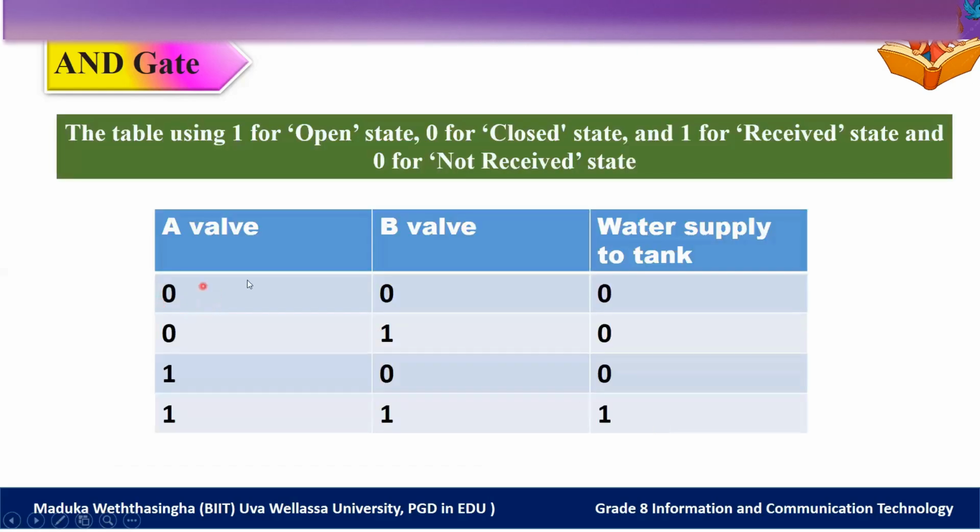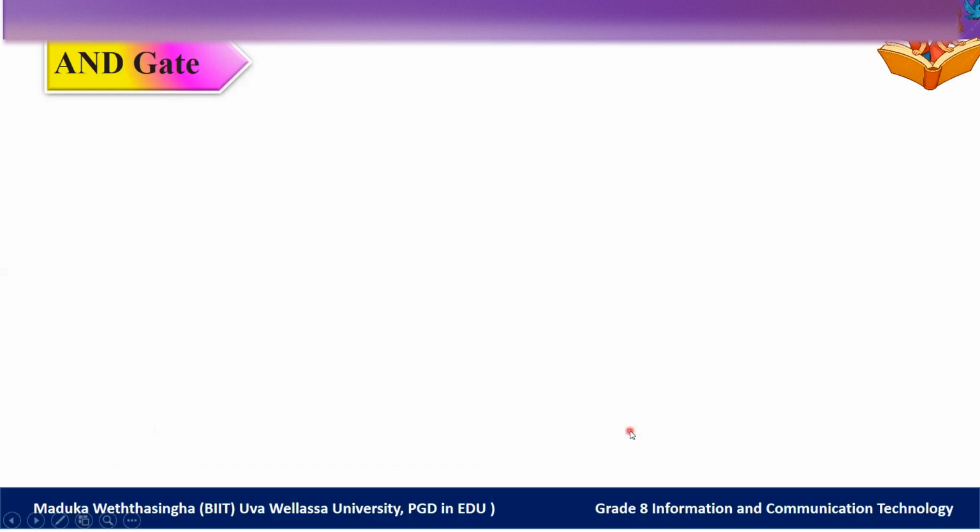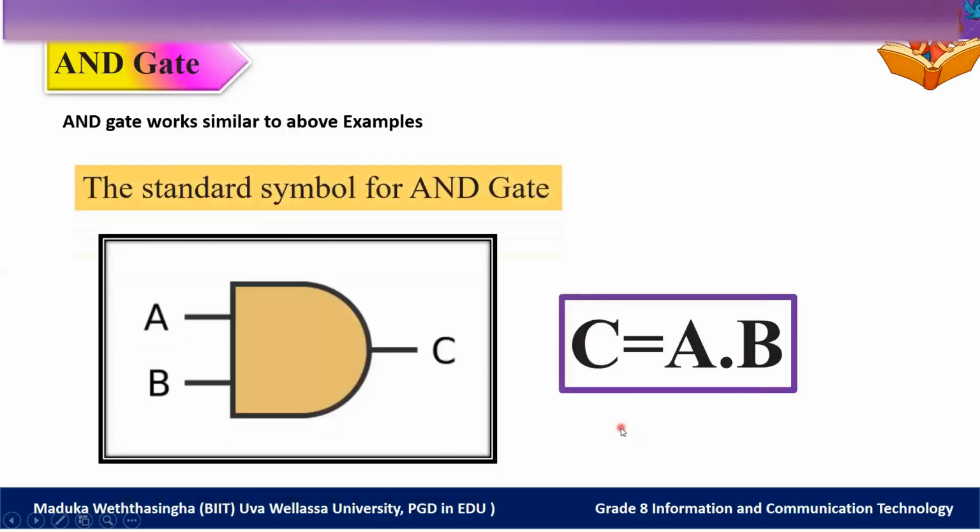0 multiplied by 0, 0. 0 multiplied by 1, 0. 1 multiplied by 0, 0. 1 multiplied by 1, 1. So this indicates the multiplication. You have to remember this standard symbol and logical expression. Shall we write it? Write down the standard symbol and this logical expression.